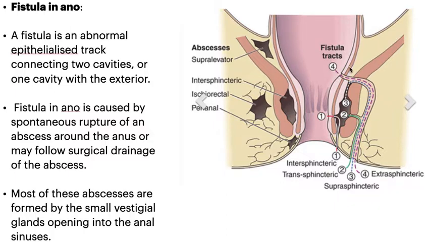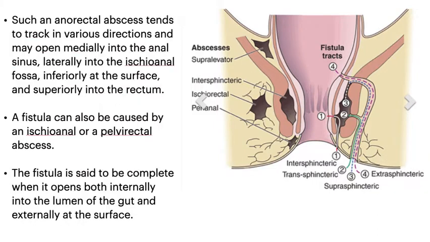So, what is a fistula? We've all done this before. A fistula is an abnormal epithelialized tract connecting two cavities, or one cavity with the exterior. Fistula in ano is caused by spontaneous rupture of an abscess around the anus and may follow surgical drainage. Most of these abscesses are formed by the small vestigial glands opening into the anal sinus. Such an anorectal abscess can take various directions, as you can see over here: opening medially into the anal sinus, laterally into the ischioanal fossa, inferiorly at the surface, or superiorly to the rectum.